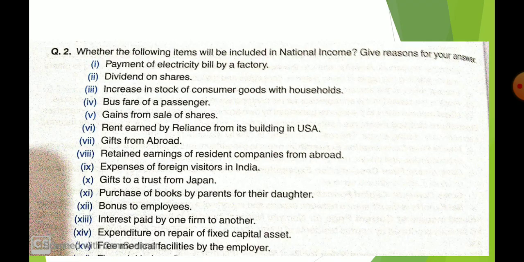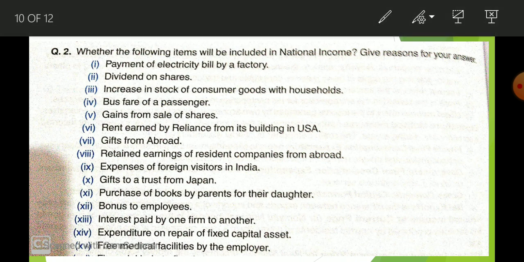Now next, here 15 questions are written, asking whether each will be included in national income or not. You have to write the answer with the reason. If you only write yes or no, you are not going to get any marks in the board examination. Students, you have to write the reason also, then only will you get the marks. And one more thing, 3 or 4 of these questions together become a question of 6 marks. So don't take it easy.